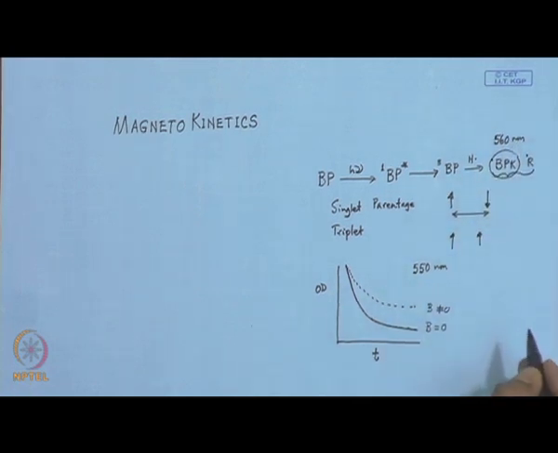So decay kinetics is found to get altered. So why is this happening? I mean, in the presence of an external magnetic field something is happening, so that this decay is getting affected.